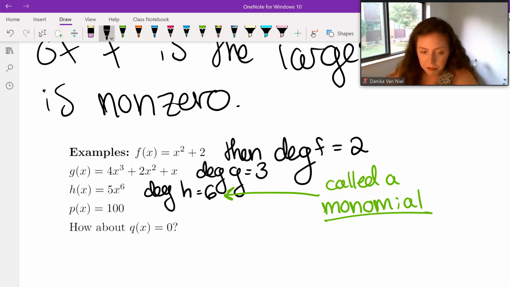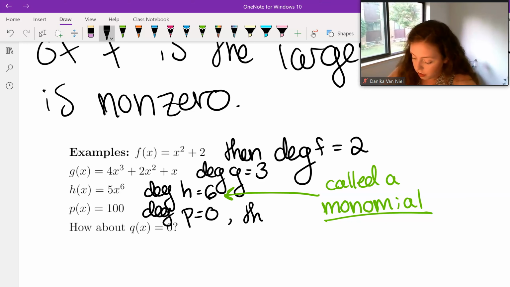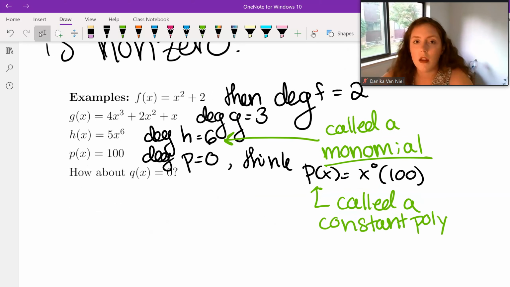All right, so for p, so 100. So what coefficient is that? Oh, that's a sub 0. So the degree of p is going to be 0. Okay, so think p of x equals x to the 0 times 100. Okay, this also has a special name. This is called a constant polynomial.